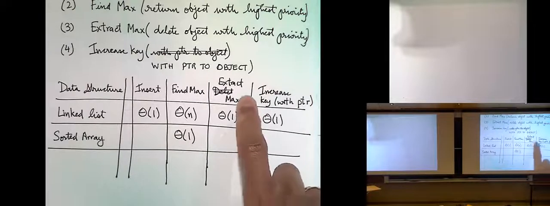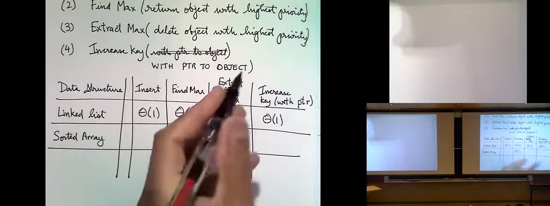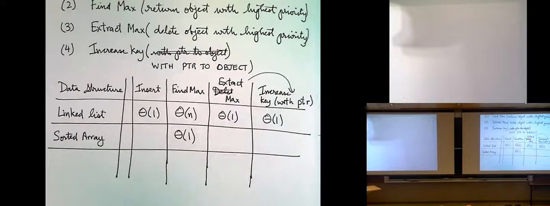So I'm assuming you extract with a pointer. Usually I should have said that, assume that you have the pointer. If you have a pointer, then finding is the expensive part. So, sorted array, suppose you want to extract the maximum. Then what?